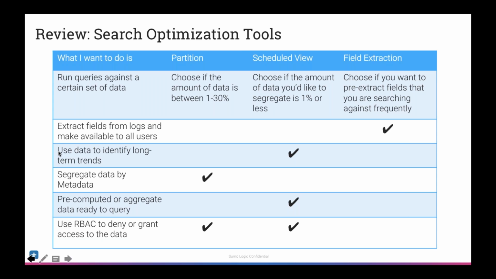field extraction rule. If you want to do long-term trends, you want to start identifying these long-term trends, and it's taking a long time, then you probably benefit from using some of these scheduled views. If you want to segregate your data, you want to start using partitions. If you want pre-computed or aggregated data, you want to use the scheduled views. And for role-based access control, if you want to deny or grant access to some roles, you can use either partitions, or you can even use scheduled views. You can create scheduled views and just give users access to those views as well. Meaning, here's the aggregated data, but you don't have access to the fine-grained details of that data as well.